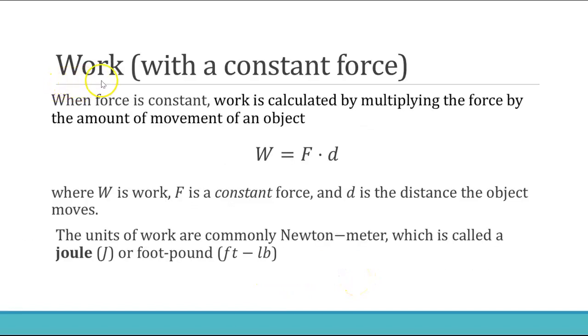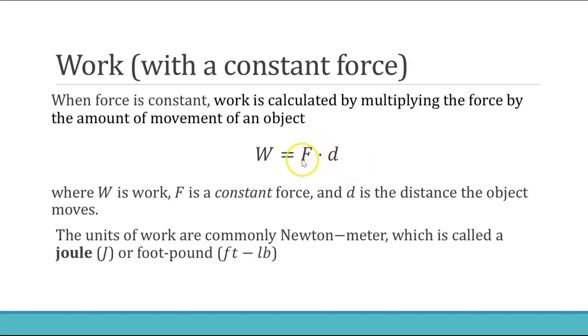Let's start by talking about work with a constant force. When force is constant, work is calculated by multiplying the force by the amount of movement of an object. So the equation looks like W equals F times D, or work is equal to the constant force times the distance the object moves. This might be another helpful way to remember this formula.